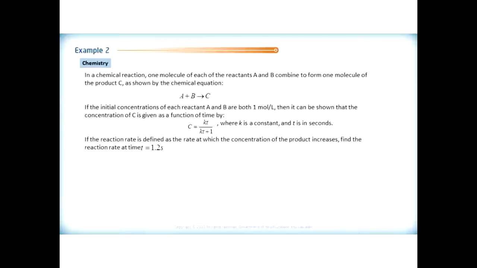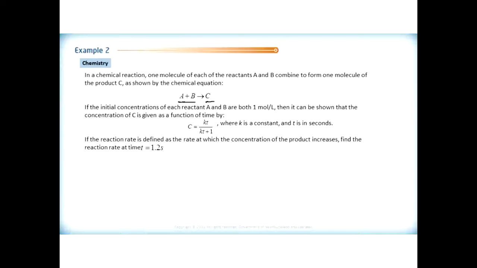This time we'll go to chemistry. So in a particular chemical reaction, one molecule of each of the reactants A and B combine to form one molecule of the product C. So those of you that recognize chemical equations, even if you did your Science 1206 course way back in grade 10, it doesn't matter if you haven't taken any chemistry since, you can still manage this. Two reactants are added together, and they make one molecule of a product. Just about the simplest chemical equation you can have.